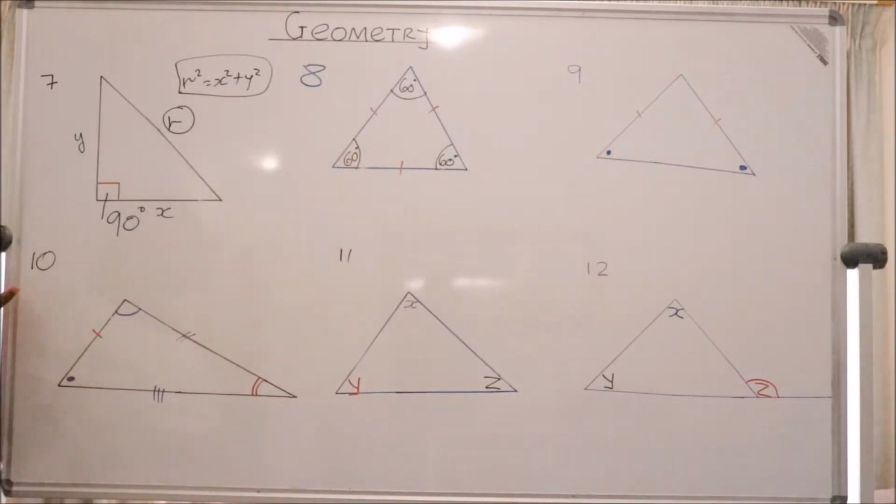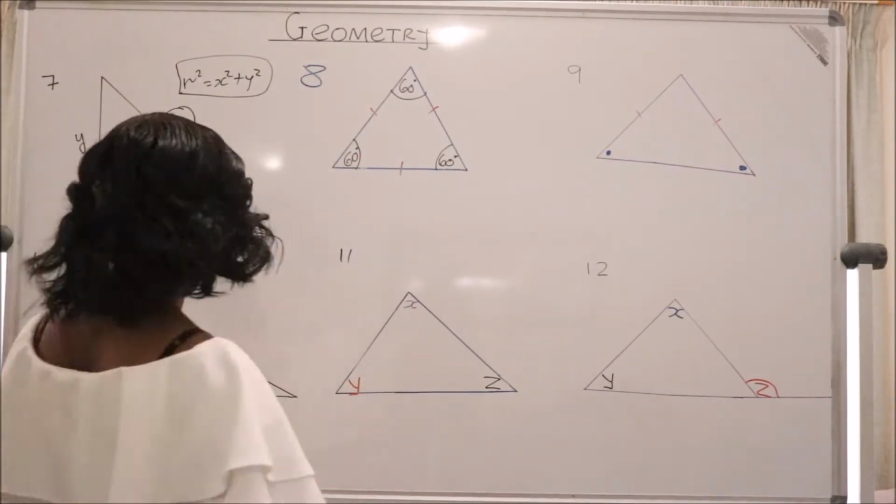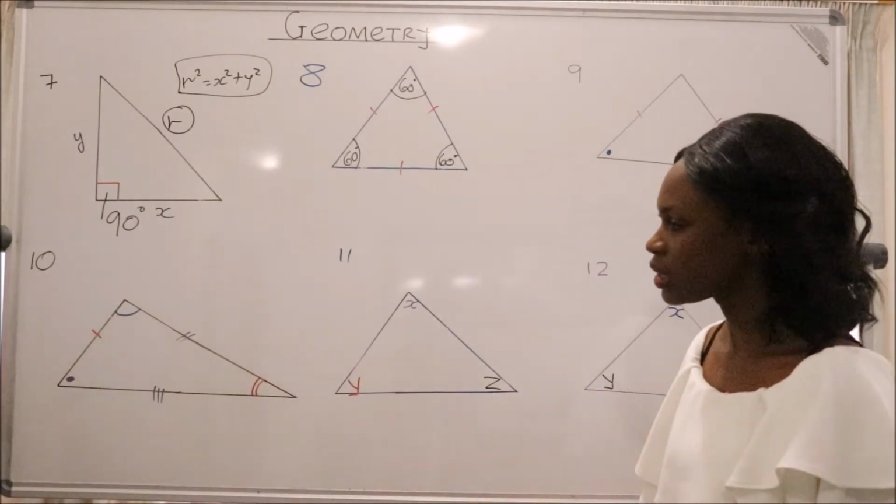All right, and then moving on to the 10th shape, which is this one. In this triangle, we see that the three sides are not equal to each other.